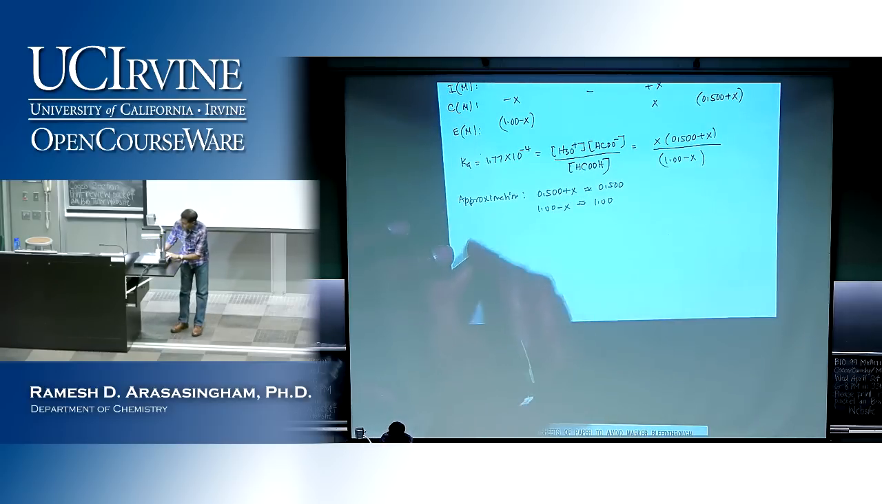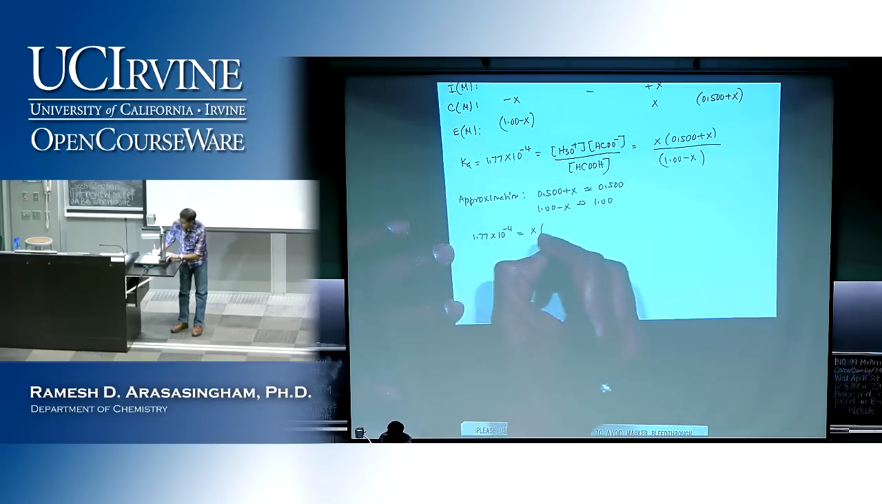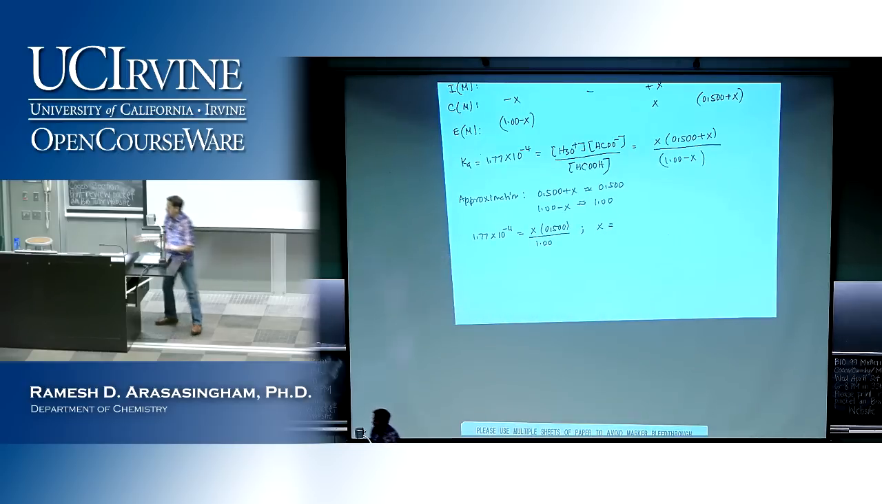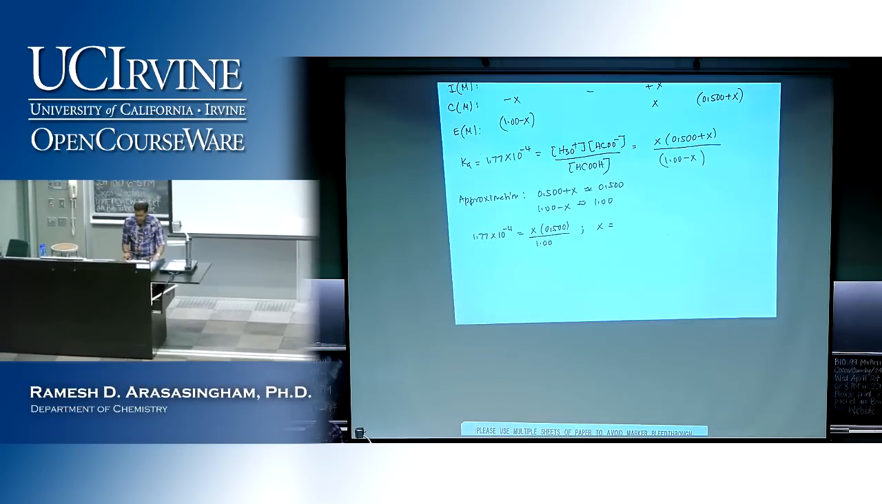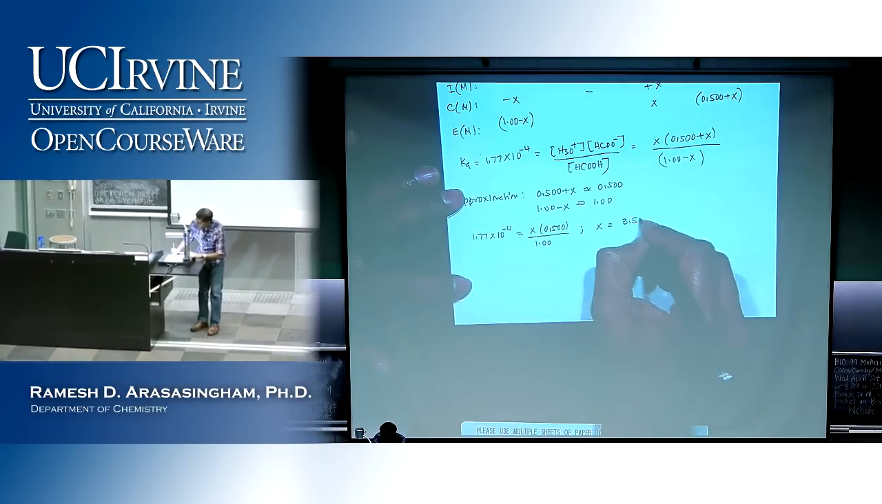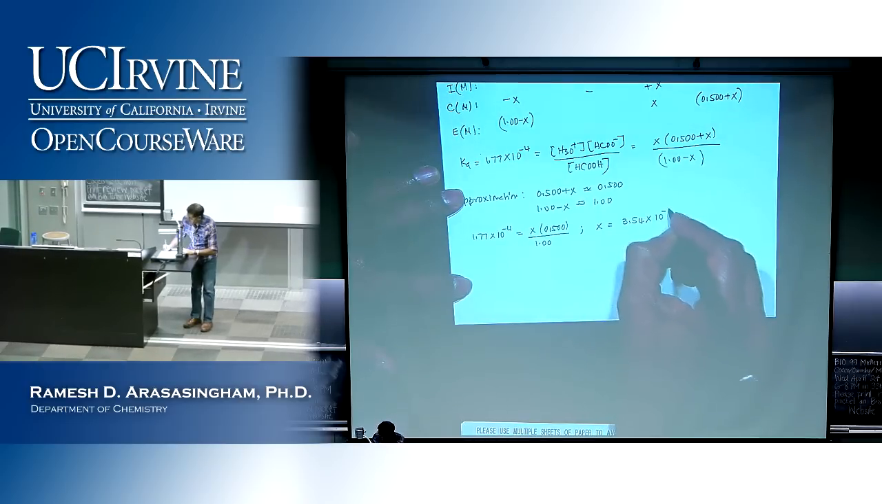So now I can say that 1.77 times 10 to the negative 4 equals x times 0.5 divided by 1. And so I can solve for x, and if I solve for x, the number comes out to be 3.54 times 10 to the negative 4 moles per liter.